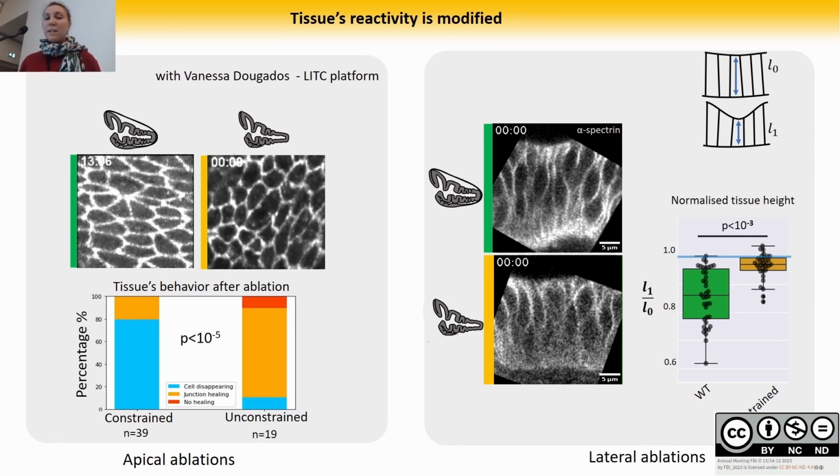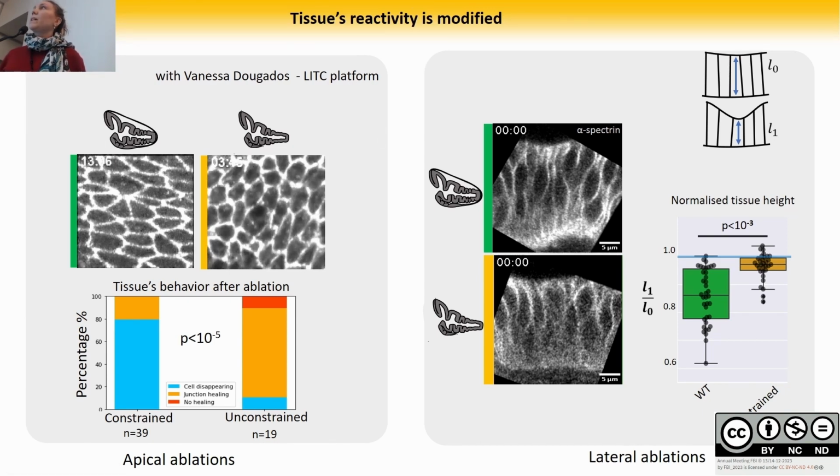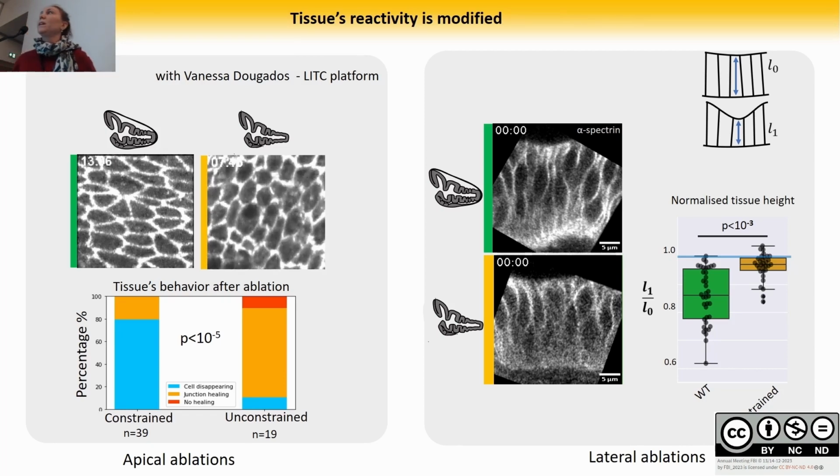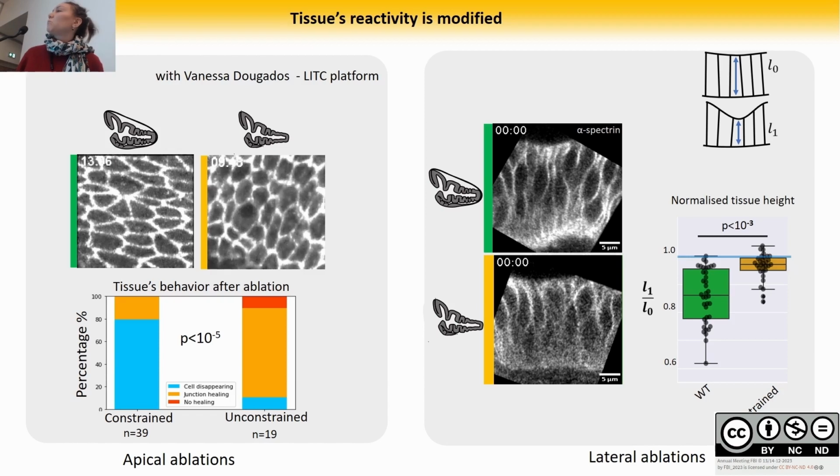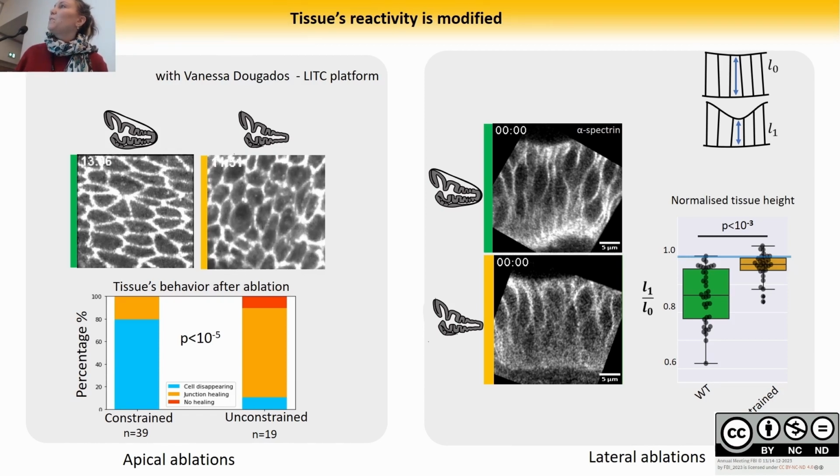And weirdly, it's something that does not happen in the case of the not constrained leg. So you have what I would have called a normal healing. In 80% of the cases, you have just the healing of the junction, but you don't have any cell that does disappear. So it seems that the tissue here is way more reactive and dynamic.